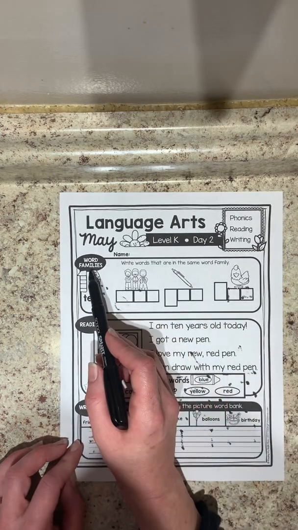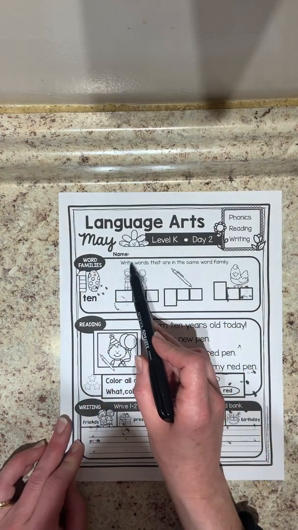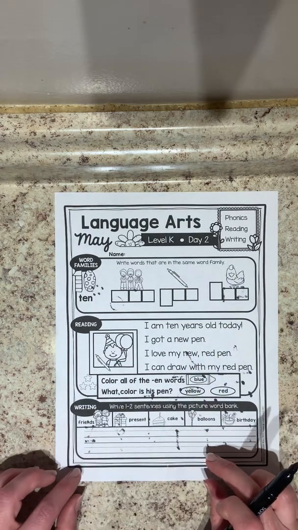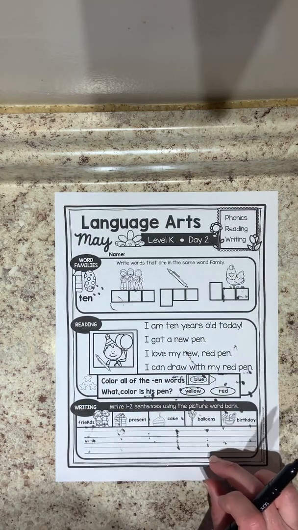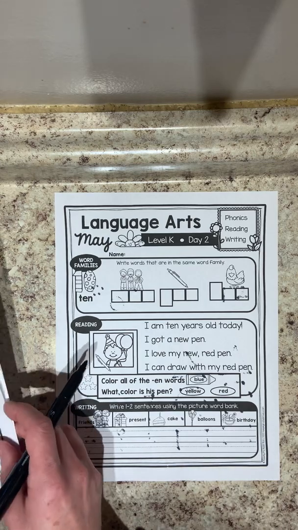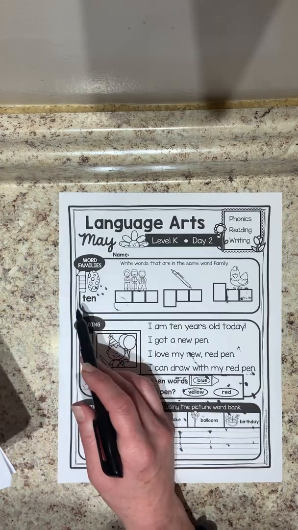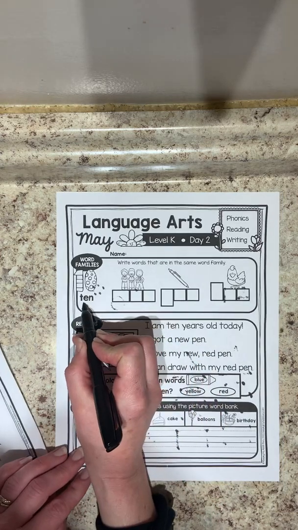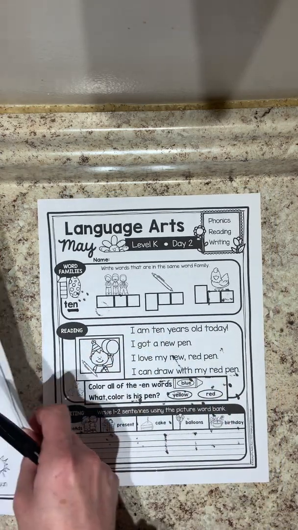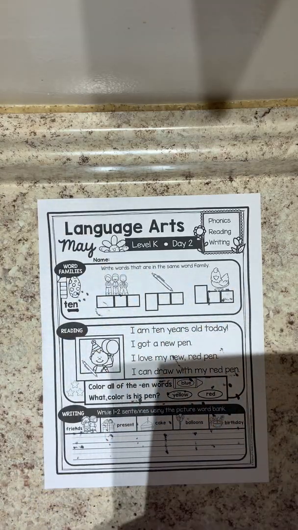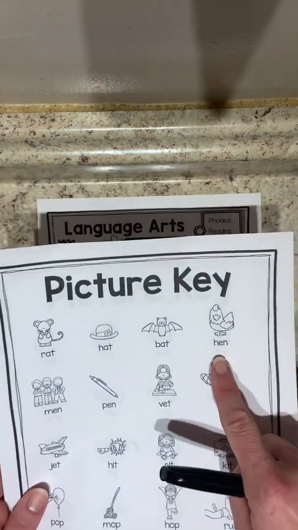Our word families are our phonics. It says write the words that are in the same word family. Oh, I'm noticing my marker bled through a little bit. I have to make sure I am careful with that tomorrow. Our word family we're using is the word ten, and the EN is the end of our word family in the word ten. So I'm going to see if I can find some EN words on my picture key.